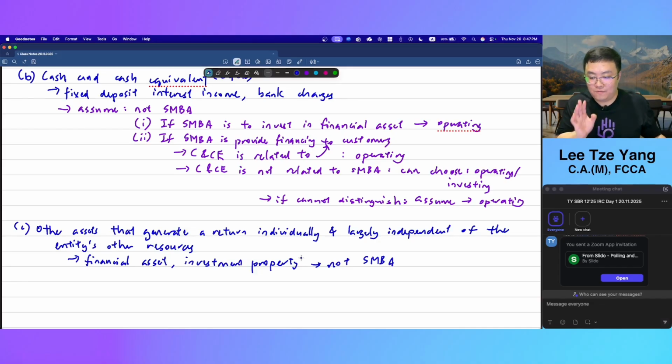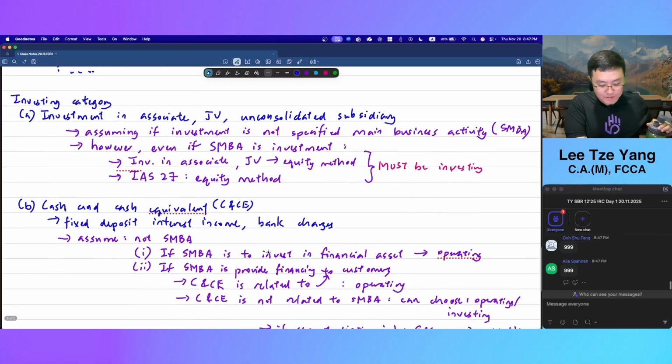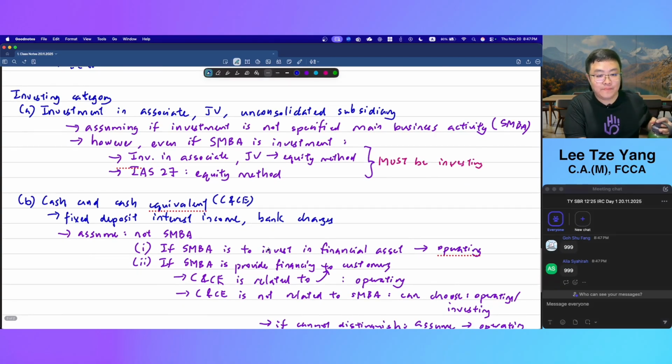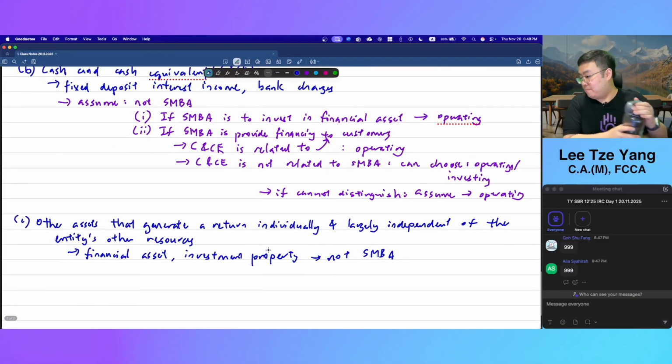Okay, so everyone, if you understand this, you type 999. Are you able to understand this third category of investing activity? Yeah, understood? Okay, so you see, these three categories: associate, joint venture, unconsolidated subsidiary, cash and cash equivalent, and also this passive income one. Now, everyone, I want to ask you something.